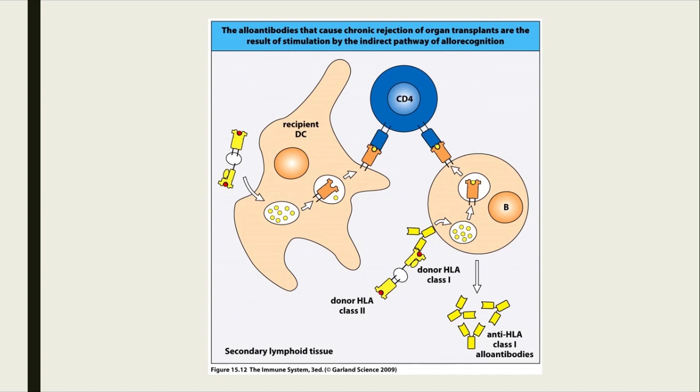Alright, so here is the follow-up. Once these things are being presented to CD4 T cells, you can either activate through the macrophage branch, which is not shown here, or you can go to the antibody production branch, where you have stimulation of production of antibody that can now attack the HLA class 1 of the donor's type. So that is generation of antibody.